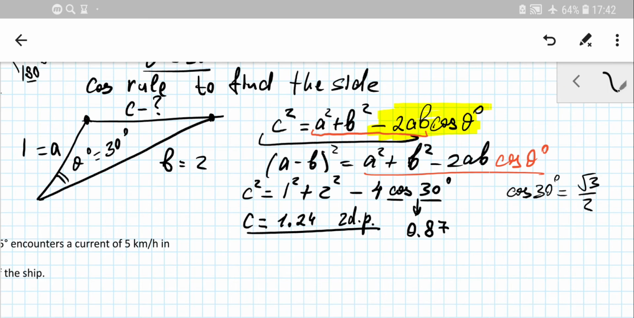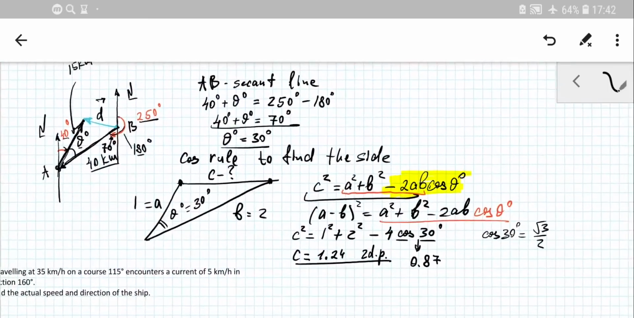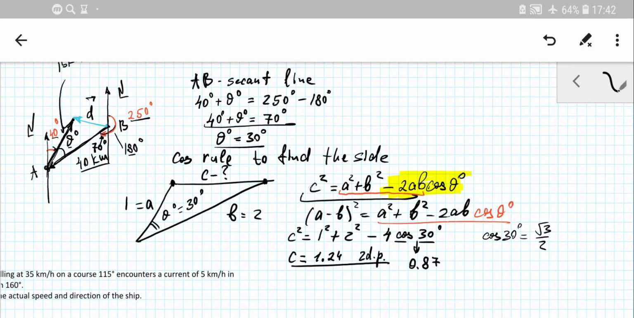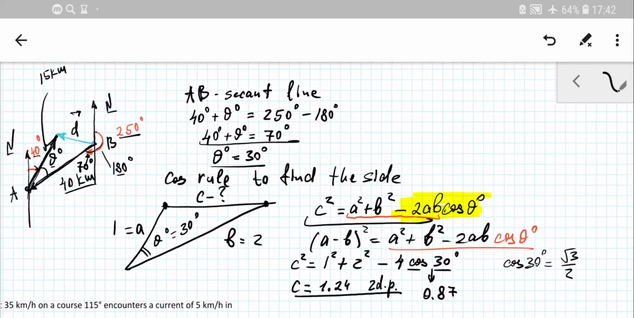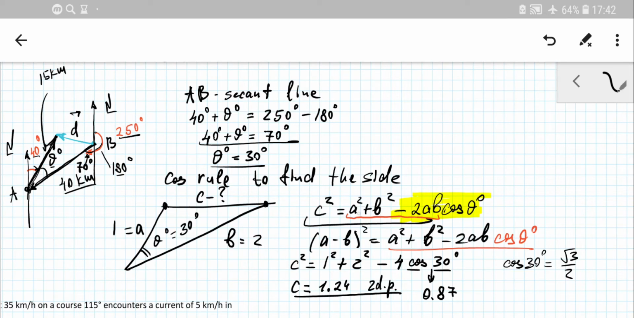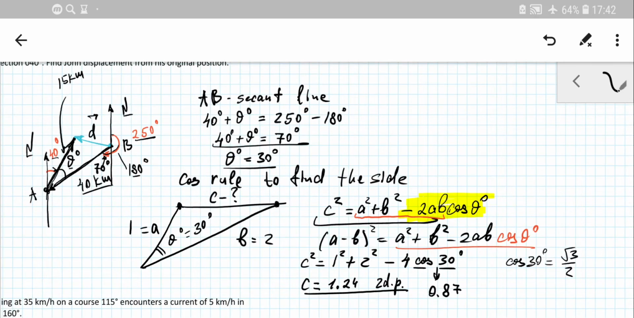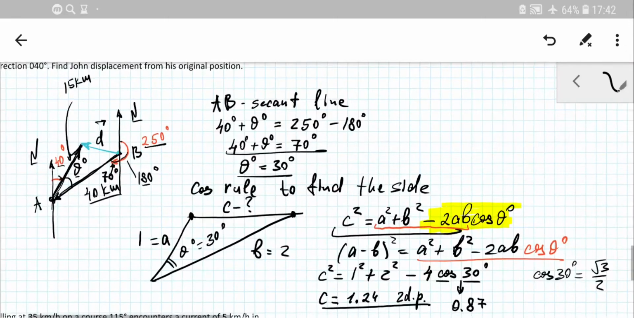So if you got how it works, now we just simply apply this rule for our problem. Let's set up the same formula. So c squared equals a squared plus b squared minus 2ab cos theta. In this case, cos theta is also 30. Hopefully we don't need to recalculate. The value we've got already is here.